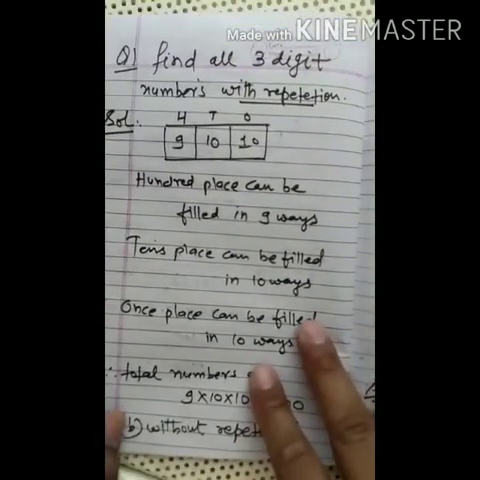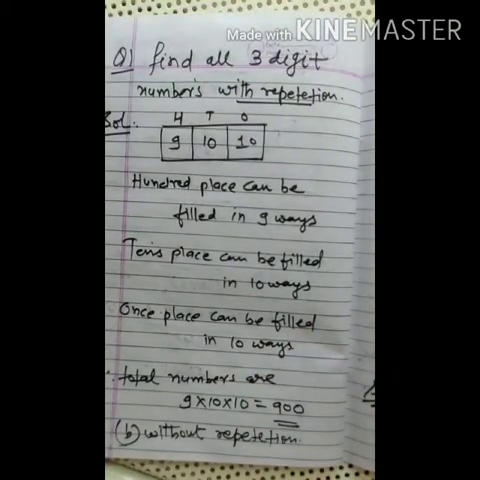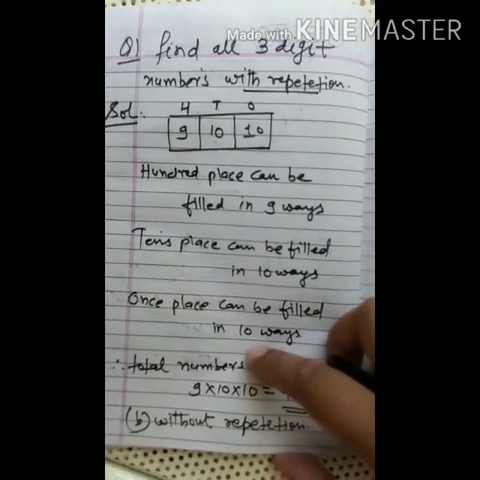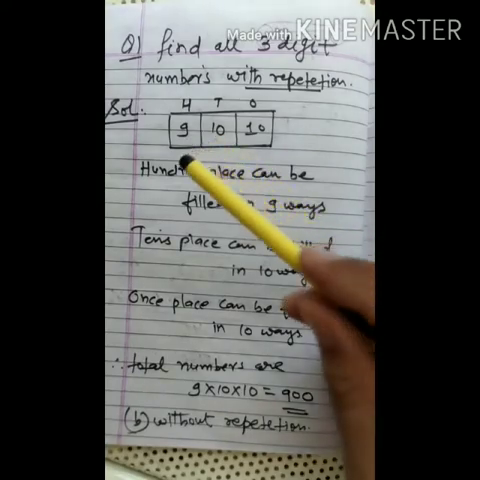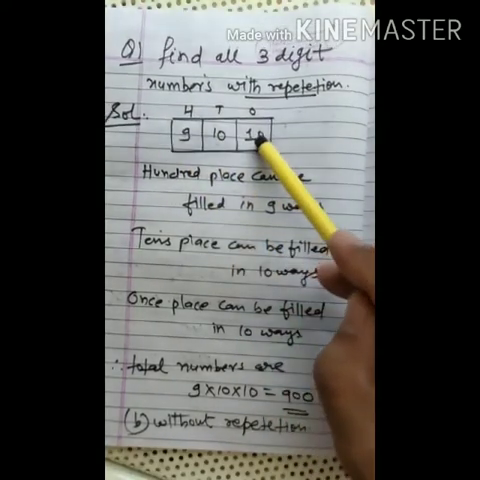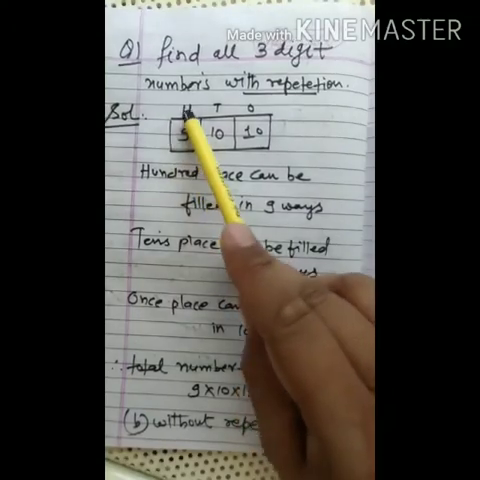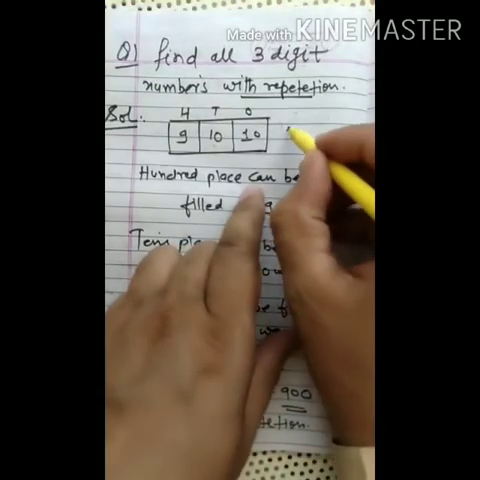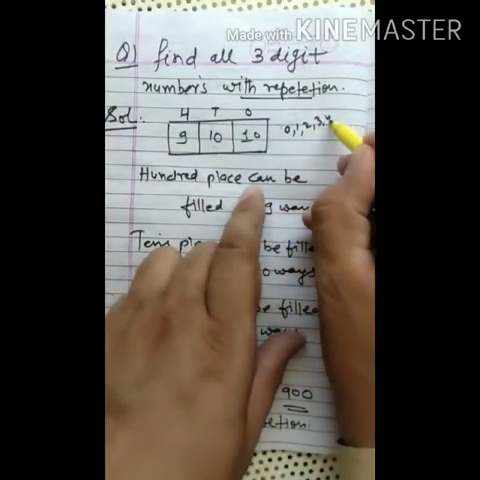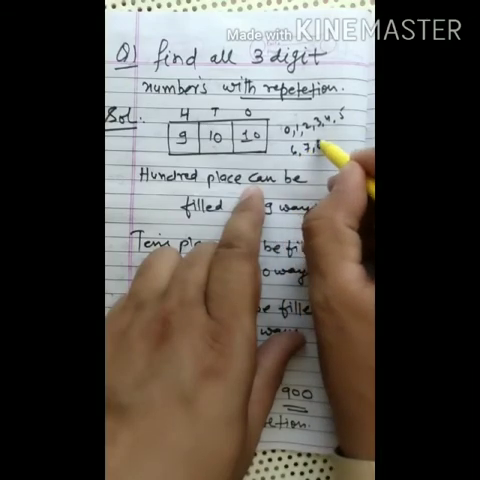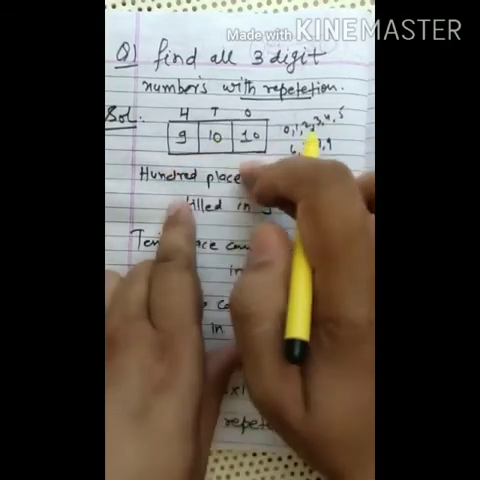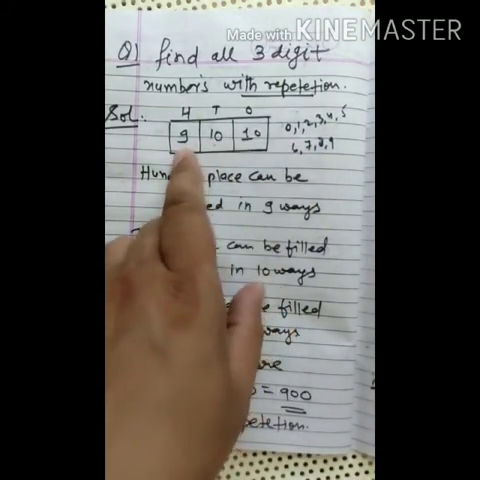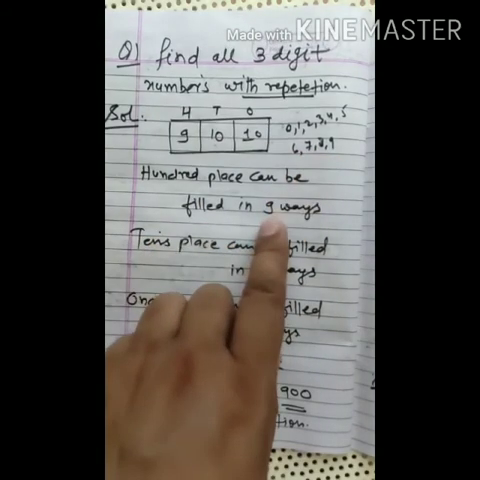Now, a word problem. Find all 3-digit numbers with repetition. We know that a 3-digit number consists of the 100s place, 10s place and 1s place. The 100s place can be filled in how many ways? 0, 1, 2, 3, 4, 5, 6, 7, 8, 9. So there are 10 ways to fill these all. But the 100s place cannot be filled by 0. So this place can be filled using 9 digits, that is 9 ways.